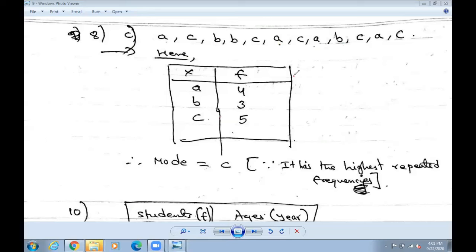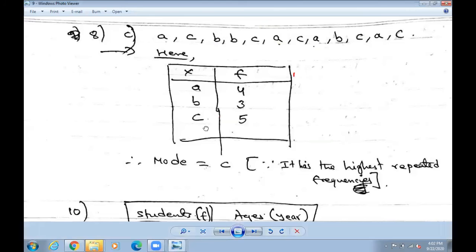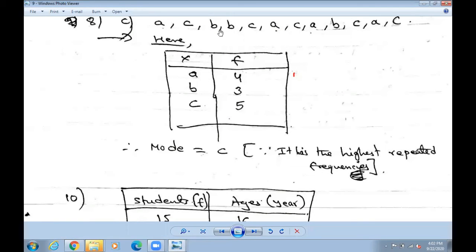Is that okay or not? Understood? Okay. So first of all, let us get the value. Count the number of times each value appears, then after counting, see which number is repeated the highest number of times, and that is the answer. Isn't it easy? Right? Very easy.